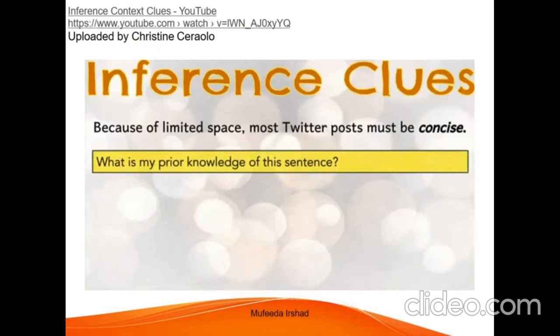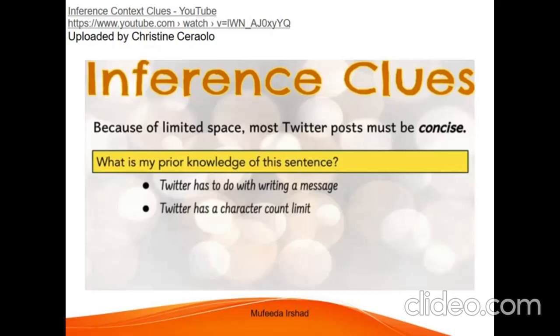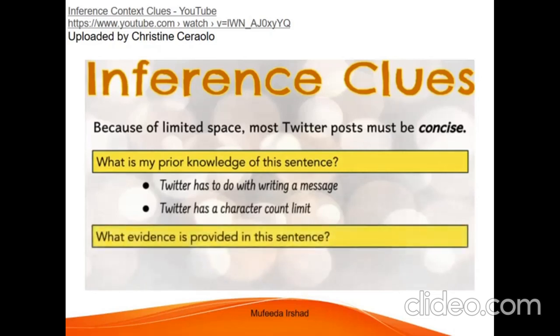Well, I need to activate what I already know about this sentence. What knowledge do I have? Well, I know about Twitter, you send out tweets. So I know that Twitter has to do with writing a message, sending a tweet. I also know that Twitter has a character count limit. So I can't write and write and write. I have to kind of get to the point. So what evidence is provided in the sentence that helps me know what concise might be? Well, it says it has limited space.